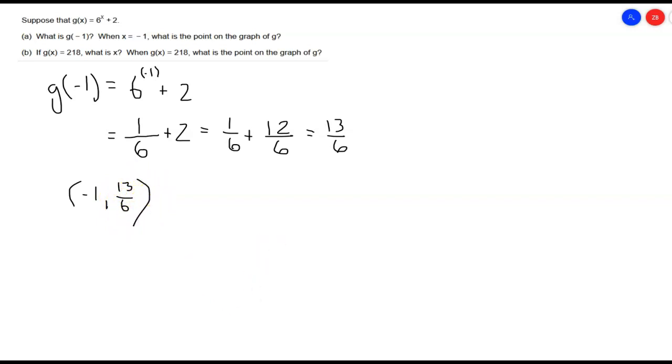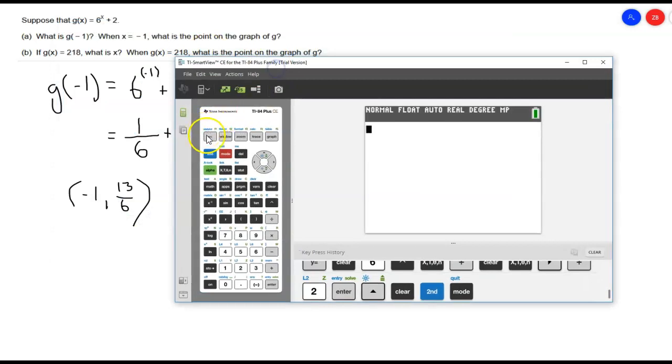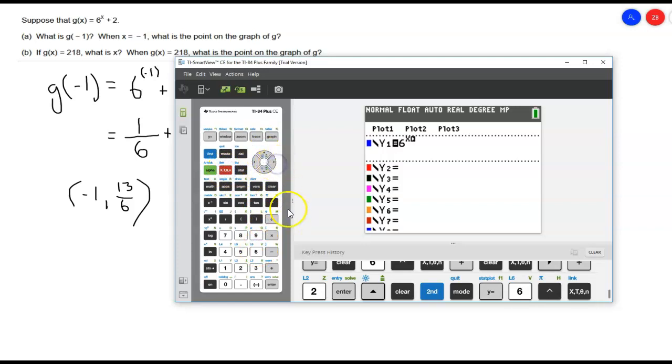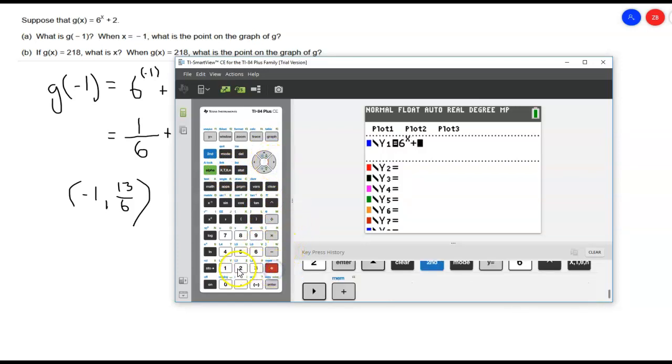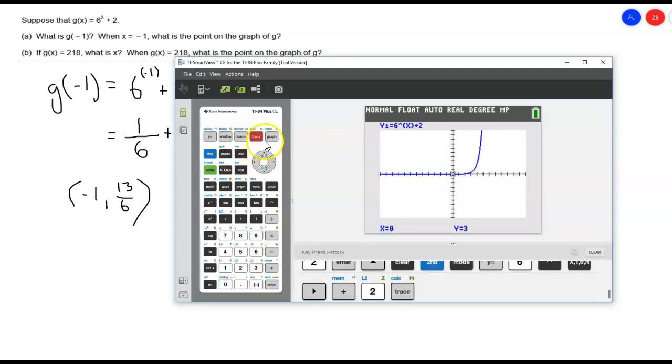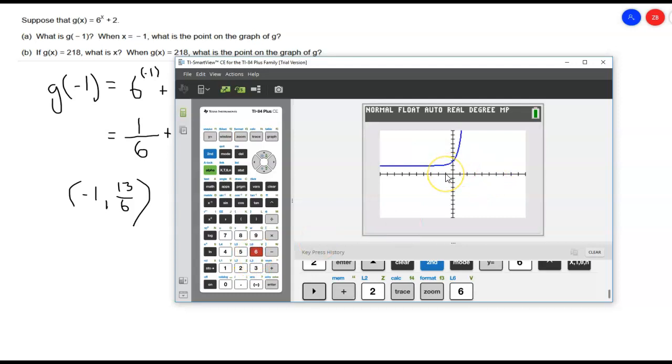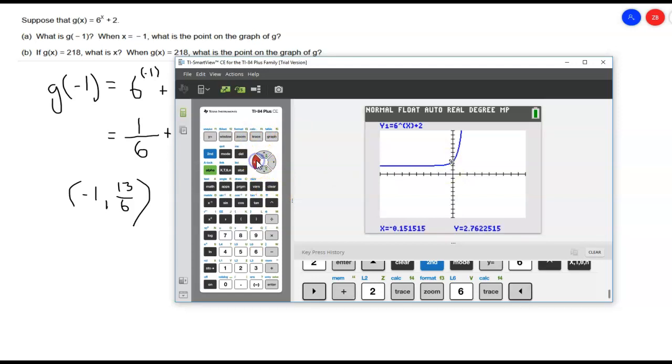Let's check this in our calculator here. So I'm going to say 6 raised to the x power plus 2. Let's try a standard graph here. So we'll do number 6. And as you can see, when x is -1, it does look like our y value is right there, just a little bit over 2, so that looks pretty good. If I hit the trace function and try to get real close to that -1, I can do that. You can see that's going to be a little bit over 2.